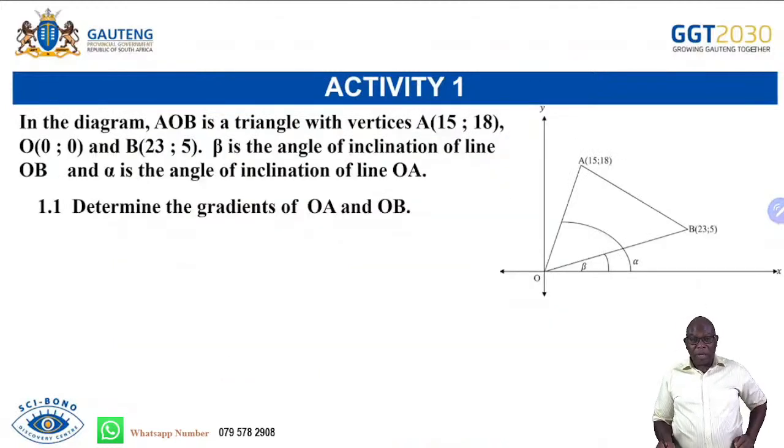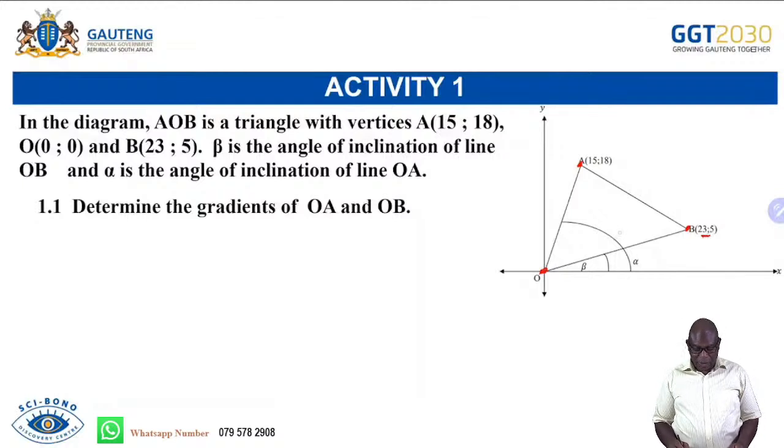Now, going to the activities, the equation of the circle, we will do it later on. Going to the activities, the first activity, in the diagram, we are given AOB as a triangle with the vertices. A is (15; 8), and B is (23; 5). The coordinates of O, which is the origin, are (0; 0).